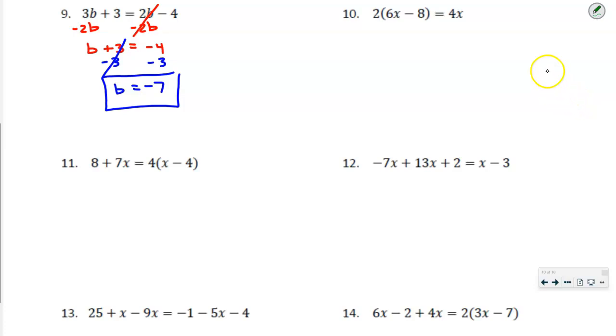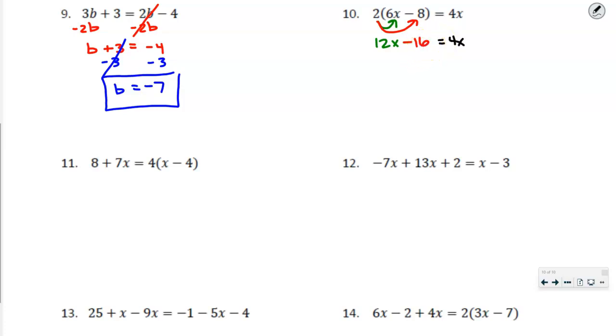Okay, so when I look at number 10, I see that I need to simplify before I can start moving those x's around and solving. I have two groups of 6x, which is 12x, and two groups of -8, which is -16. So 12x minus 16, and that is equal to 4x.